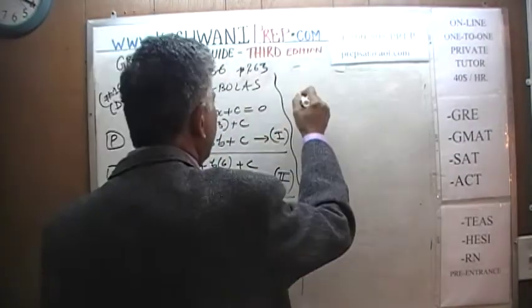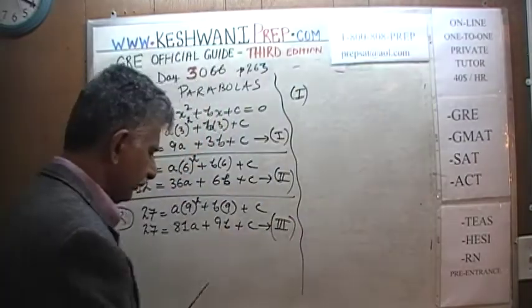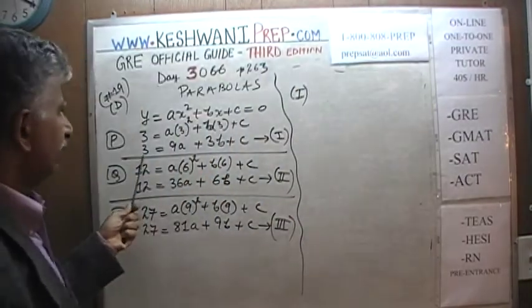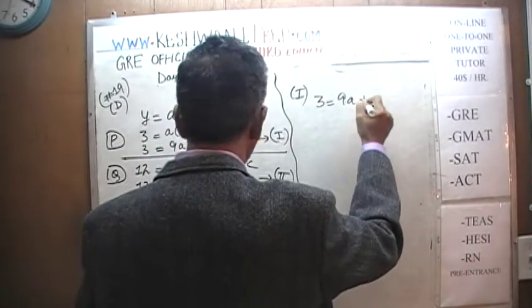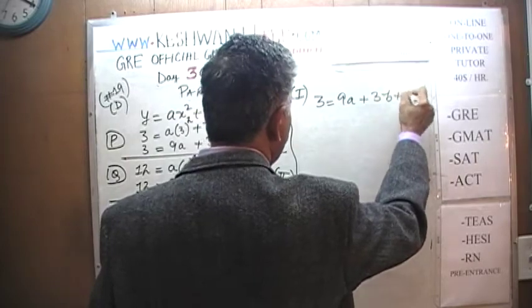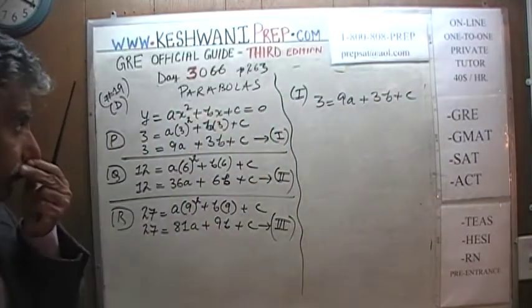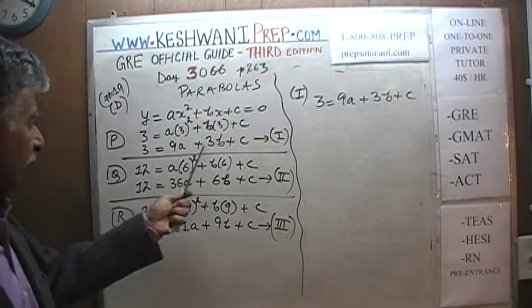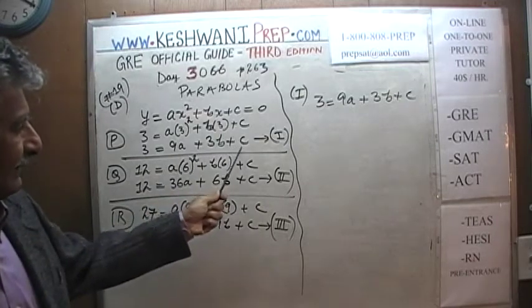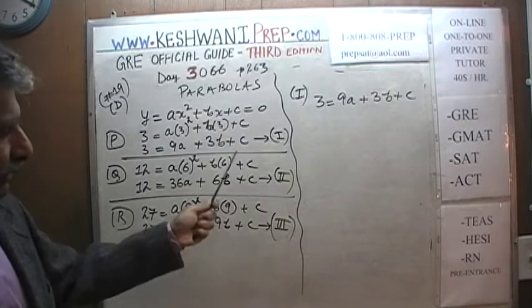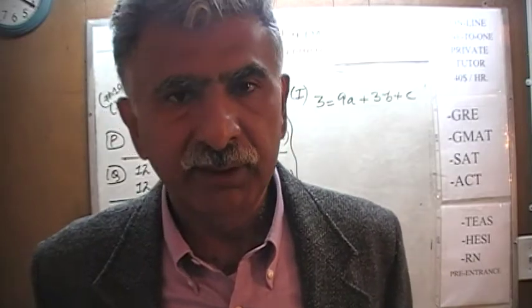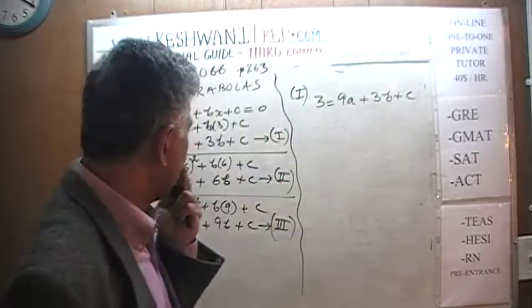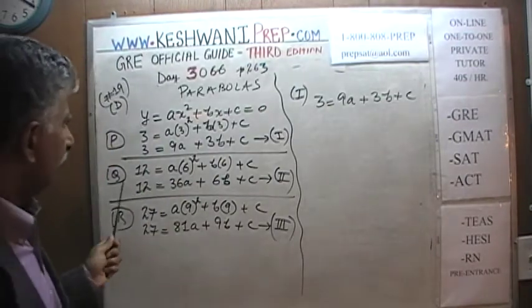So here's our equation 1. Equation 1 says right here, 3 is equal to 9a plus 3b plus c. It's just a matter of paying attention from this point on, do you understand? And yes, use equation 1 and equation 2. See, what we notice is that c has a coefficient of just 1 everywhere. So we can work on equations 1 and 2, and 1 and 3, or equations 2 and 3, and get rid of the c. And then we'll be left with just a and b with 2 equations. Do you understand?